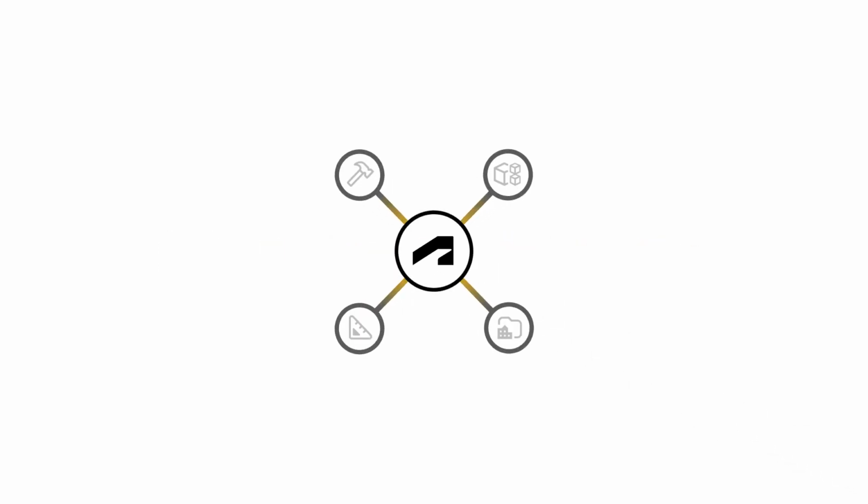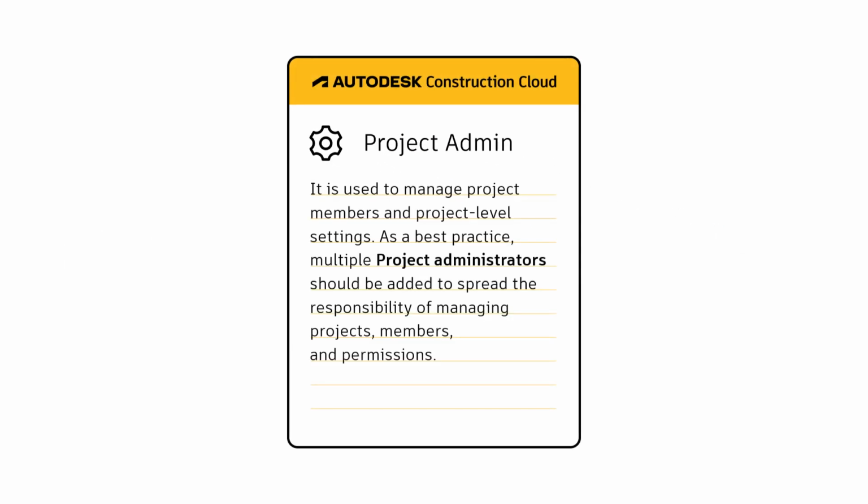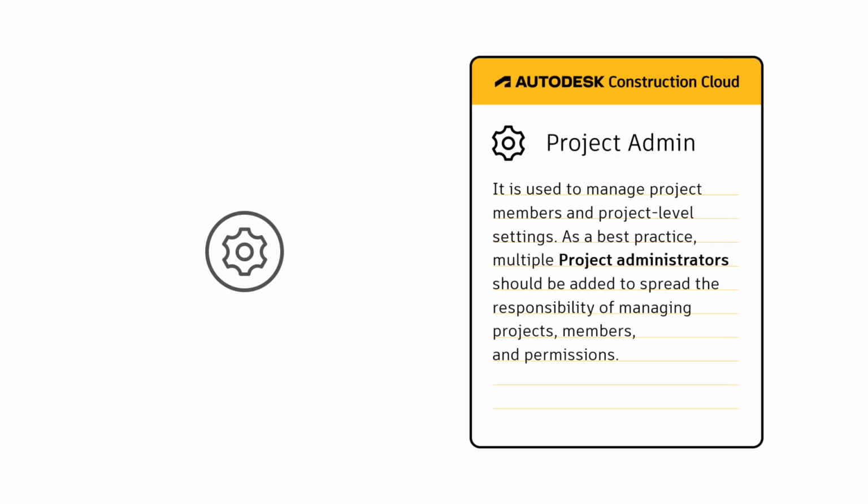Products within the Autodesk Construction Cloud share a common administration experience, which is split into two tiers: Account Administration and Project Administration. Project Administration, which this course focuses on, is used to manage project members and project-level settings. As a best practice, multiple project administrators should be added to spread the responsibility of managing projects, members, and permissions.